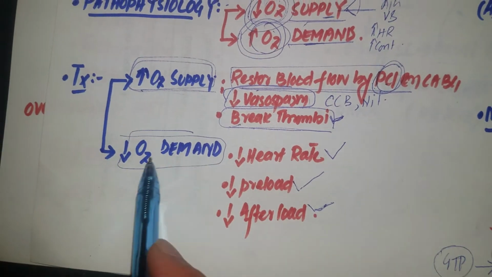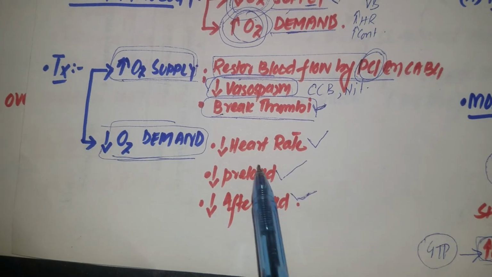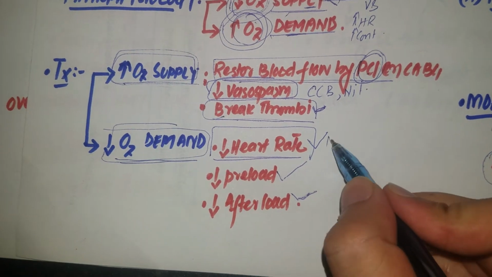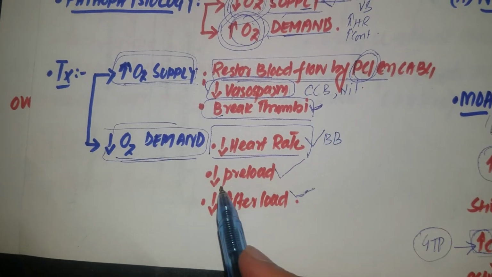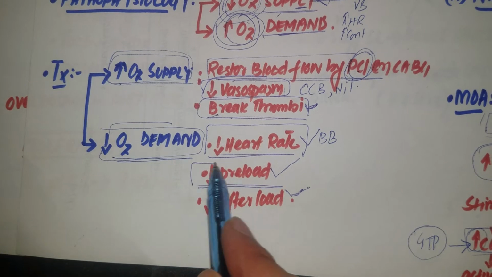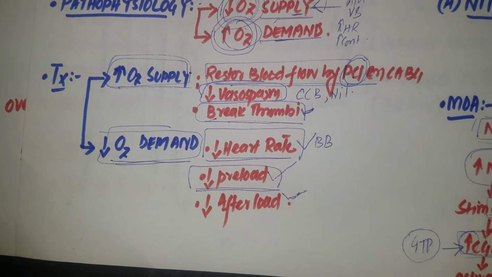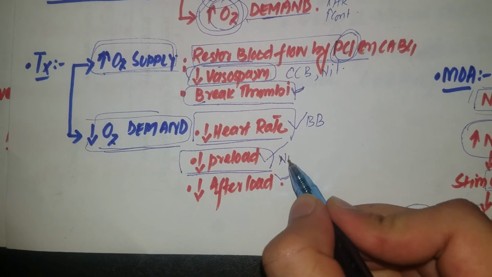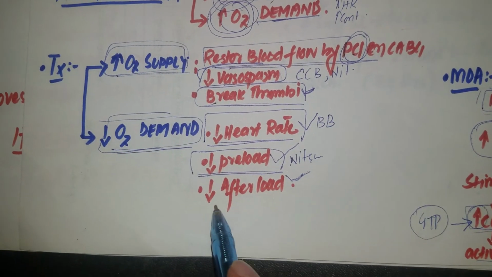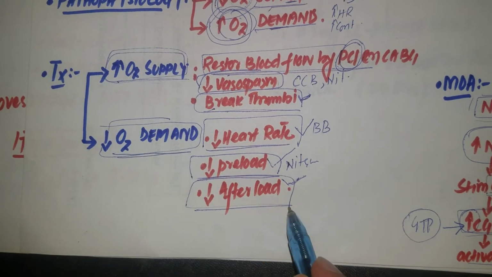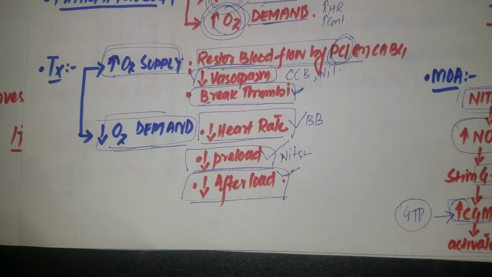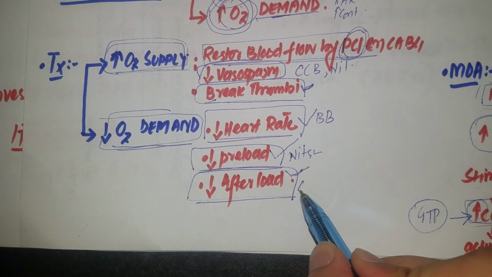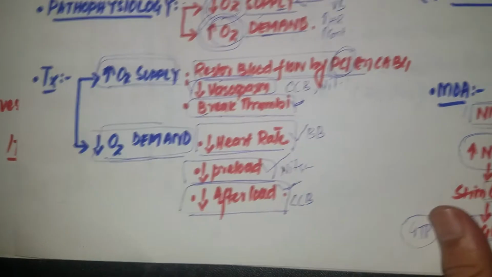The second approach is to decrease the oxygen demand. We can do this by decreasing the heart rate, and the drugs which decrease the heart rate are beta blockers, etc. The second one is to decrease the preload, meaning if we dilate the veins it will cause a decrease in the preload, and this can be done by nitrates, etc. The third one is to decrease the afterload so that the heart does not work so much and the oxygen demand decreases, and it can be done by calcium channel blockers.